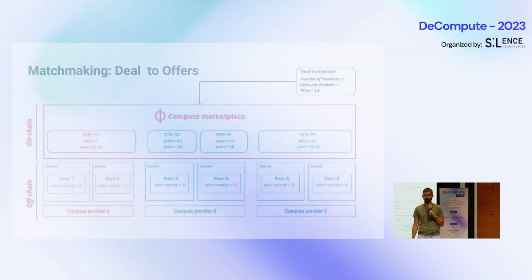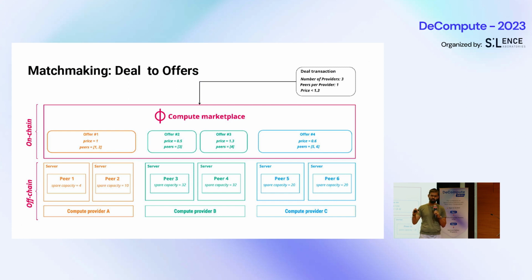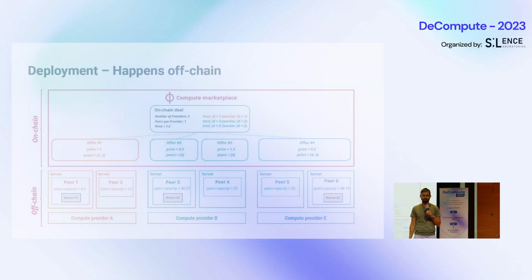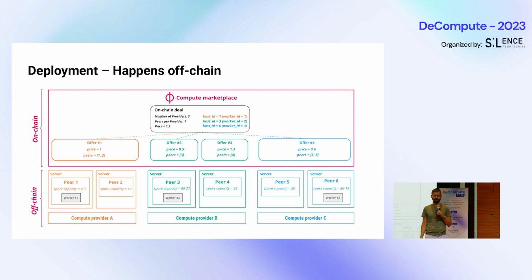Finally, it looks like this. I have a deal transaction that I want to put my application on the network. It goes to the compute marketplace, and the matching happens. So some of the peers allocate the resources, here represented as workers, the gray workers on three of the peers. And these workers are registered into the on-chain deal, so we can find the part of the infrastructure that will be running our jobs, our application, our protocol on the network.